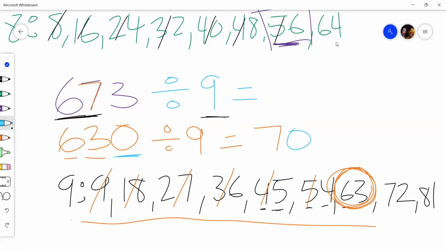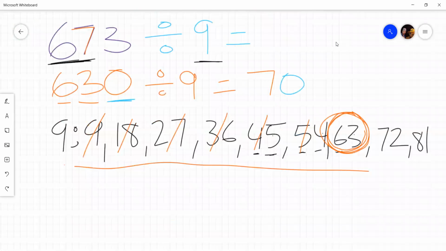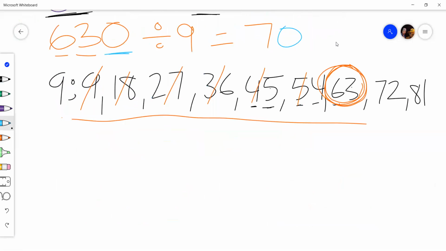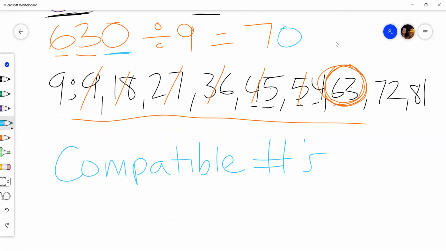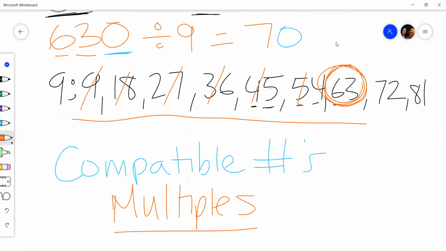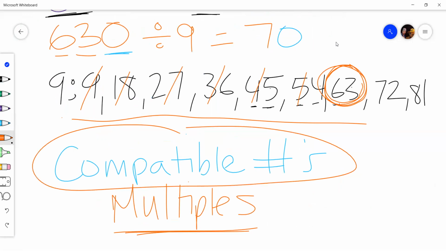Anyway, this is really helpful in the idea of what happens when we think about how we can estimate quotients. Notice we're still not solving 673 divided by 9. We're not going to find the real answer yet. We're going to start by practicing just how to estimate with that idea of using compatible numbers, right? Those are numbers that work well together. And really the best way to look at that is through multiples. If I list the multiples of the number I'm dividing by, I can use those to find my compatible numbers.